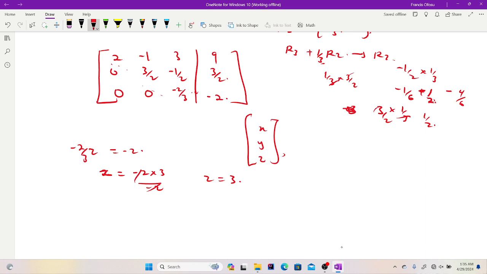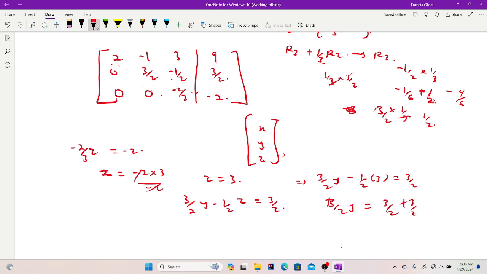Once you have z to be 3, I can come to my second equation. My second equation is the same as 3 out of 2 y minus 1 out of 2 z is equal to 3 out of 2. Remember, as I said, the order z, y, x. So once I have this, I'll replace my z with 3, and I'm going to get 3 out of 2 y minus 1 out of 2 multiplying 3 is equal to 3 out of 2. This is 3 out of 2. I'll go and add it here, 3 out of 2 plus 3 out of 2. So 3 out of 2 y will be equal to 3 out of 2 plus 3 out of 2.